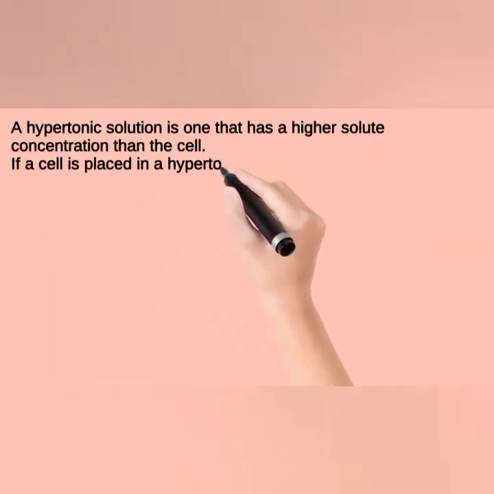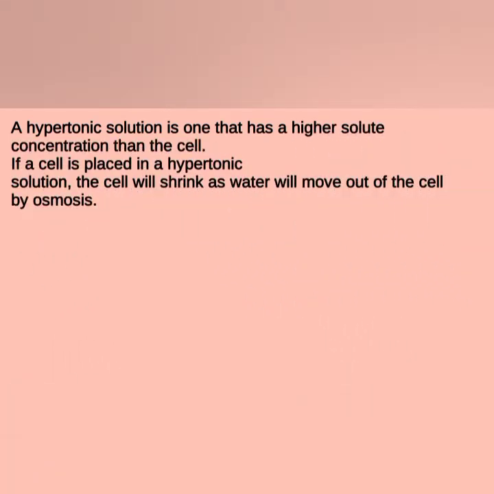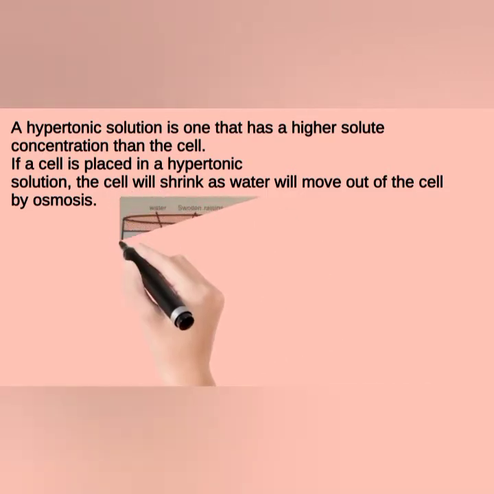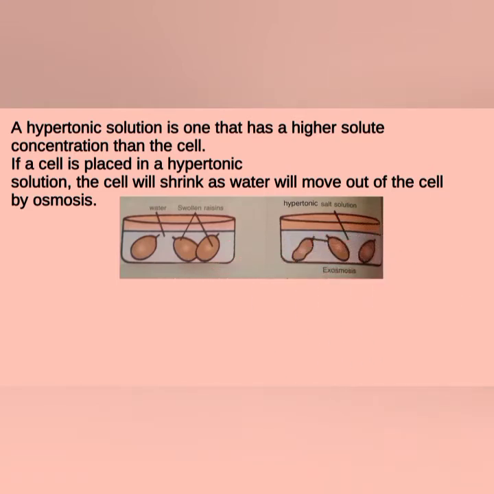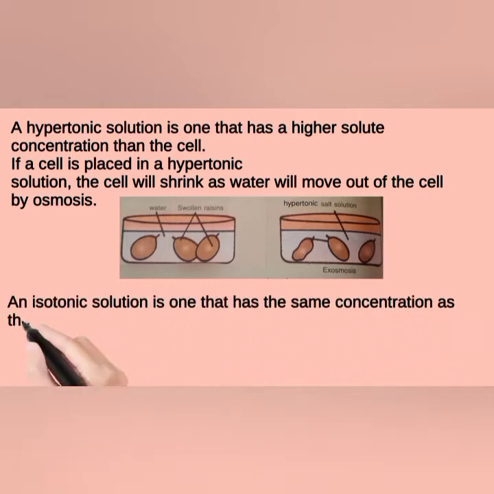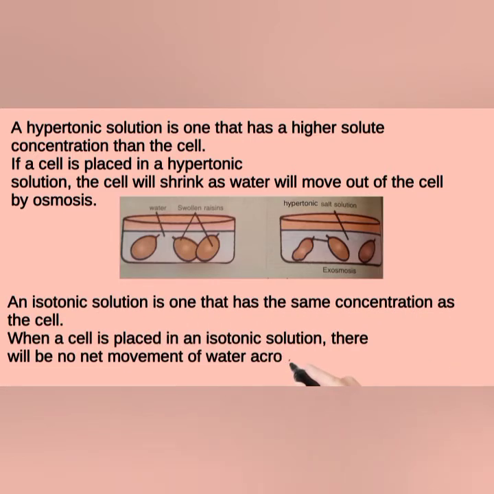Hypertonic solution is one that has higher solute concentration than the cell. So when a cell is put in a hypertonic solution, it will shrink as the water will move out of the cell. Now here you can see the raisins shrink when they are put in a hypertonic solution. Next is the isotonic solution, which has the same concentration as the cell. So when a cell is placed in an isotonic solution, there will be no net movement of water across the plasma membrane.